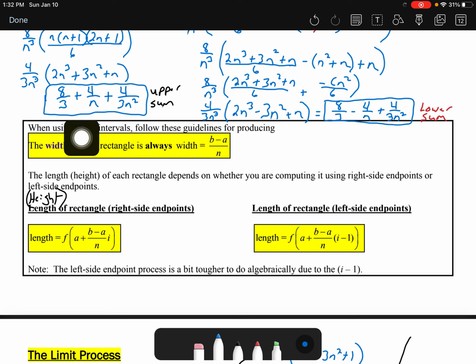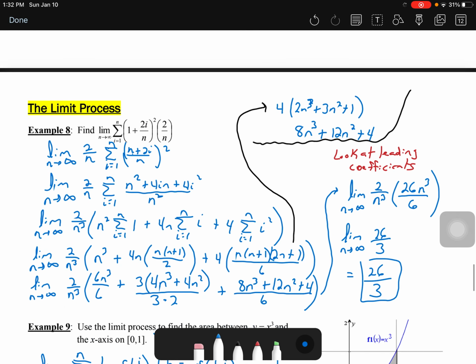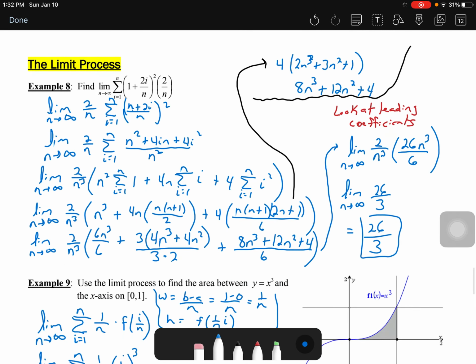But the idea here that we're moving toward is that n is going to approach infinity to get the best representation of the area under the curve that we can. So that's what we're going to look at next, this limit process, where we're finding the limit of the sum as n, representing the number of rectangles you draw in there, is approaching infinity.